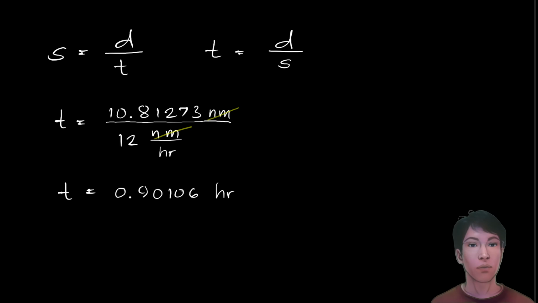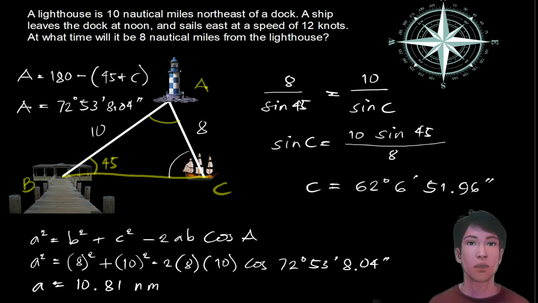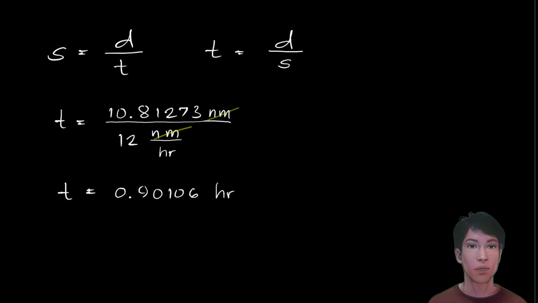So does it make sense that it's almost an hour? Yes, considering that the speed of the ship is 12 knots. Meaning in 1 hour, it should have traveled 12 nautical miles. However, you can see that the distance traveled is only 10.8 nautical miles. So that means it has traveled less than an hour, which is 0.9 hours.